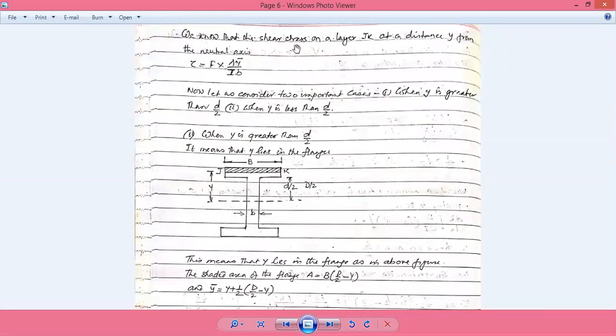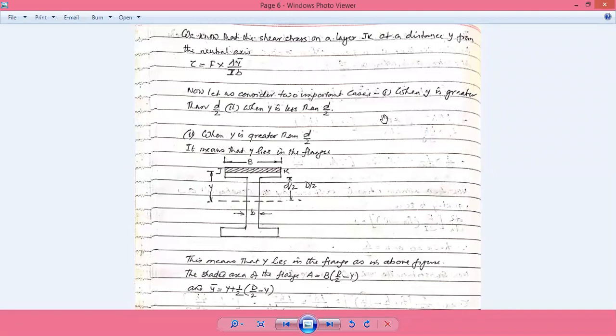Now, we know that the shear stress in a layer JK at a distance y from the neutral axis is given by the same equation, tau is equal to F multiplied by A y bar divided by I b. This is the equation for shear stress across any section, where F is the shear force acting across the section itself, A is the cross-sectional area of the section above the neutral axis, y bar is the distance of the CG of the cross-sectional area from the neutral axis, I is the moment of inertia about the neutral axis, and b is the width of the section itself.